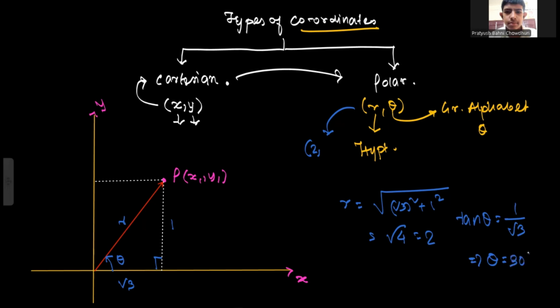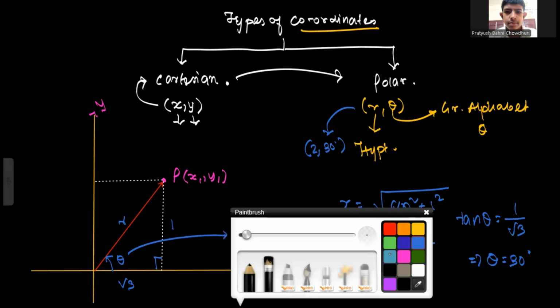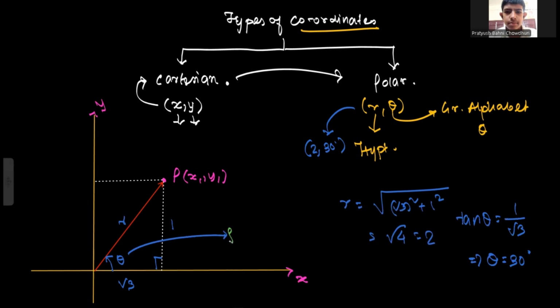Okay. So we will write it as 2 comma 30 degree. Simple, quick, easy, yes. Okay. Now you know, in physics, in motion chapter, we did it as the slope. What was it known as? It was known as the slope.